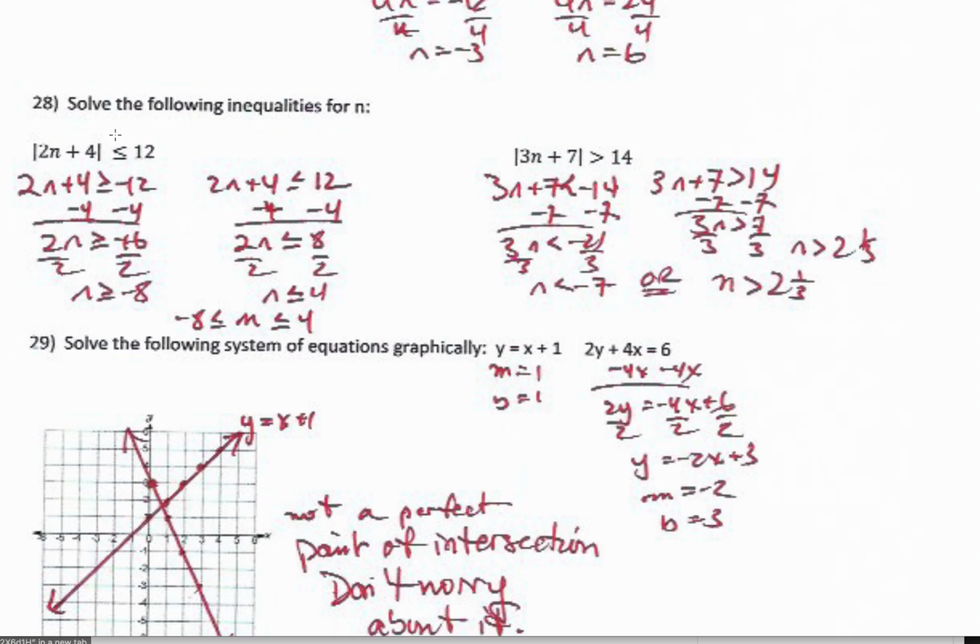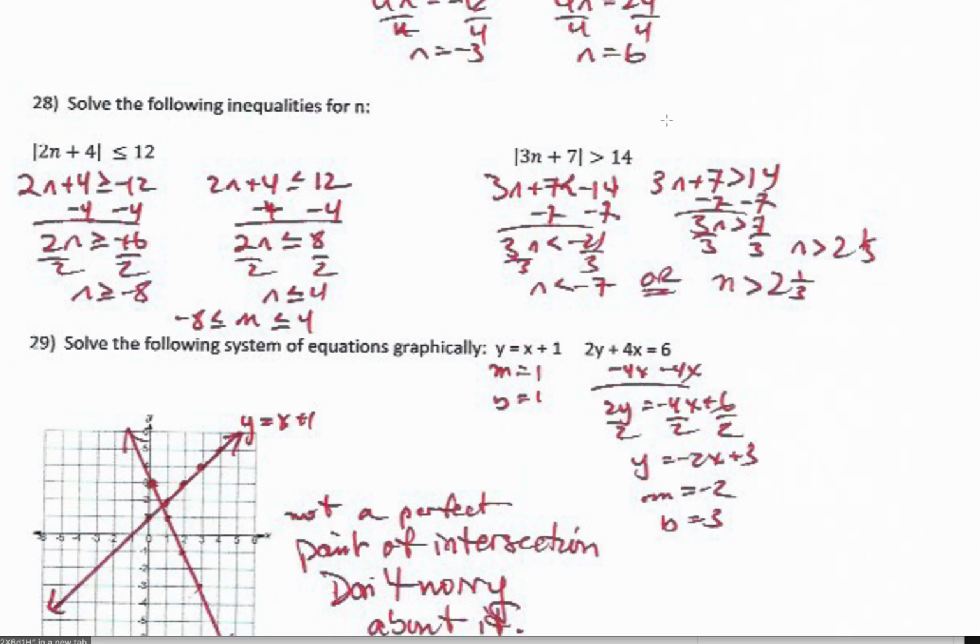Now, the thing to keep in mind, the last piece of this: anytime it's less than or equal to, it's going to be a bounded interval. It'll have a beginning point and an ending point because you're going to be less than a certain distance from 0. And since you have a beginning and an ending point, in this case negative 8 and 4, and it's a bounded interval, we express it this way. Negative 8 is less than or equal to n, which is less than or equal to 4.